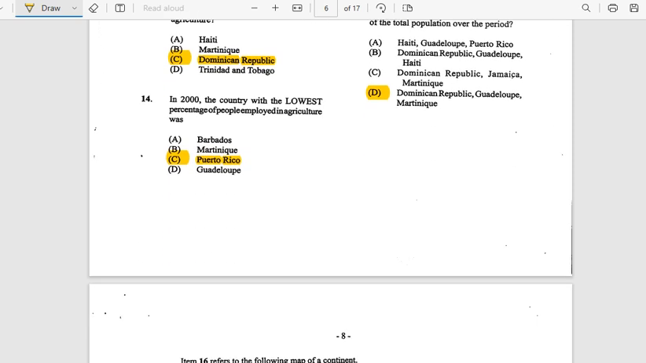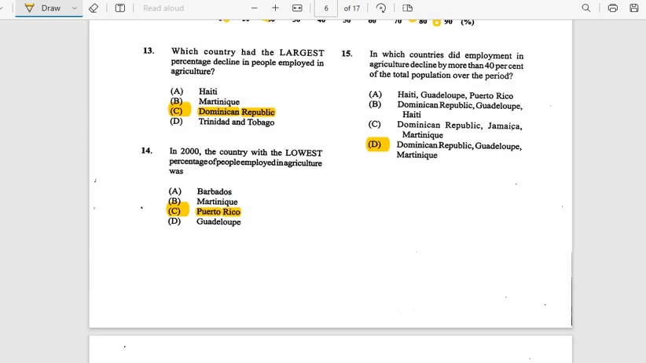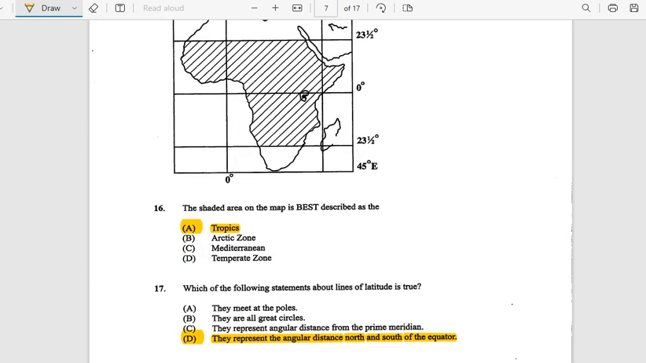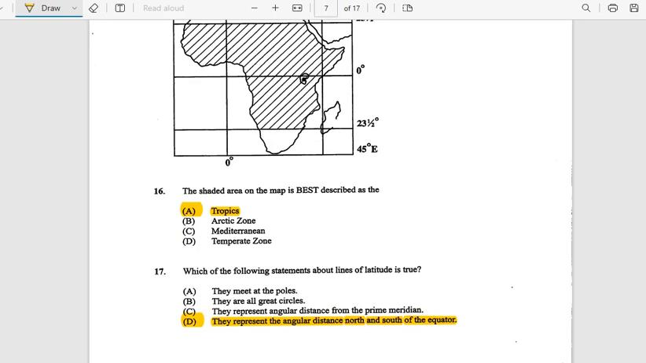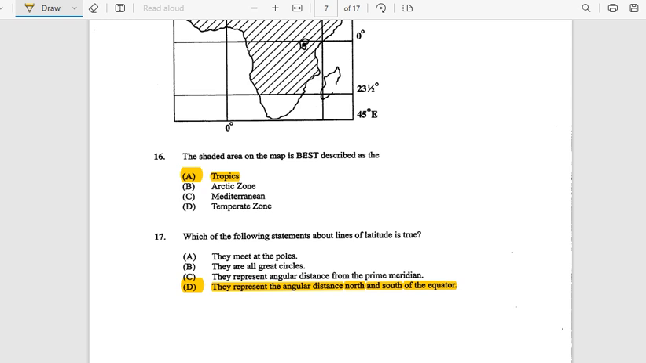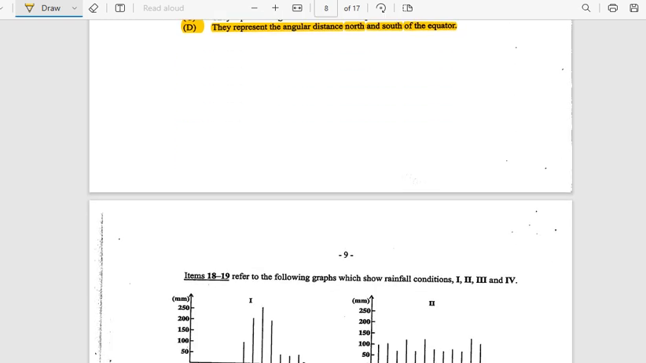All right. Sorry, not 15, but 16. The shaded area on the map is best described as, so the shaded area right here, would best be described as tropics. All right. Number 17. Which of the following statements about lines of latitude is true? So lines of latitude represent an angular distance north and south of the equator. All right, so that is the line of latitude.